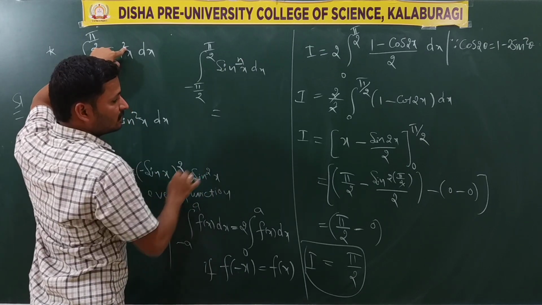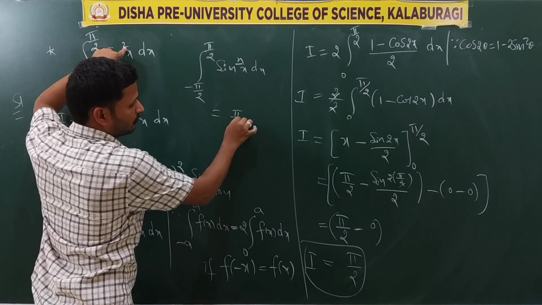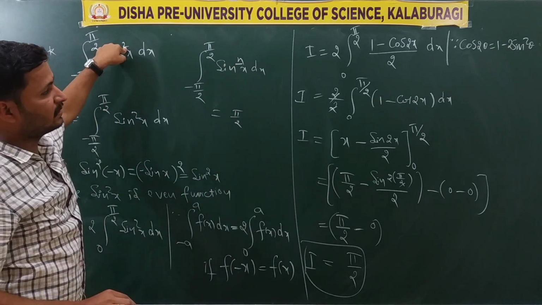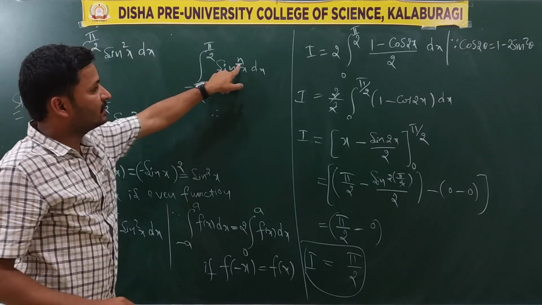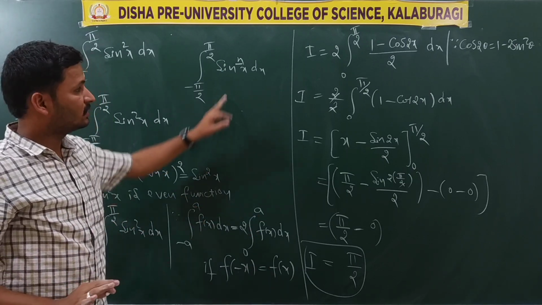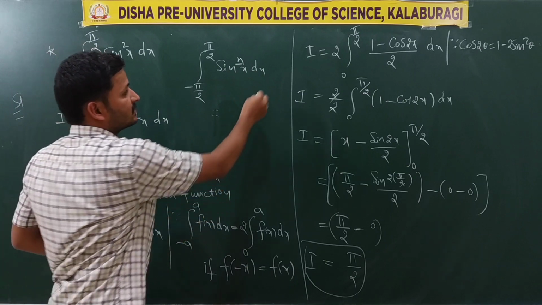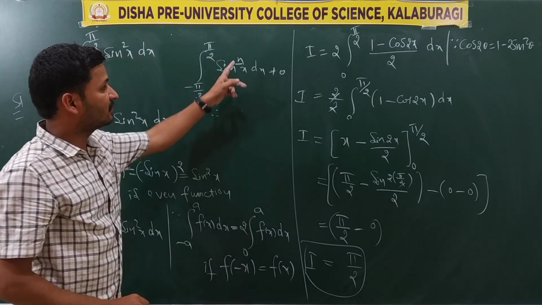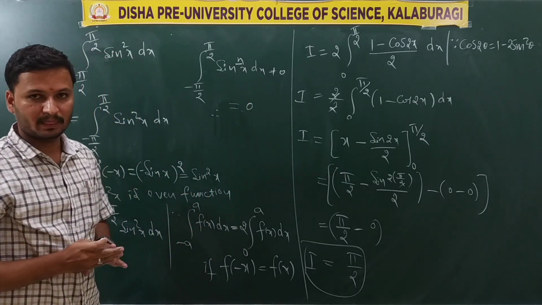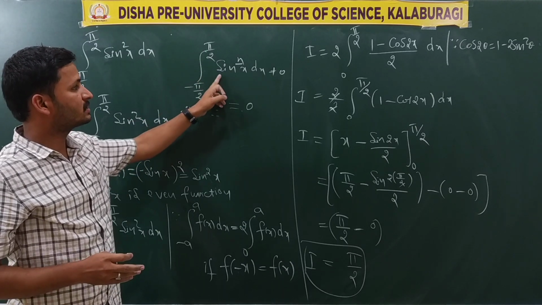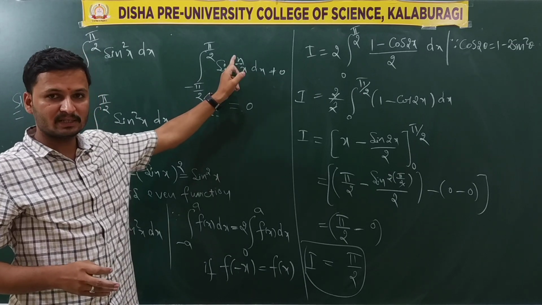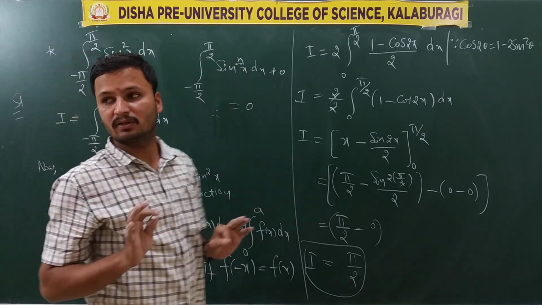If n is even, then the value is some non-zero number, not only pi by 2. Okay, if n is even, then the answer is not equal to 0. If n is an odd number, then obviously the answer is 0. Did you understand? Integral from minus pi by 2 to pi by 2 of sin raised to nx dx: if n is even, then it is not equal to 0. If n is odd, then the value of the integral is 0. Okay?